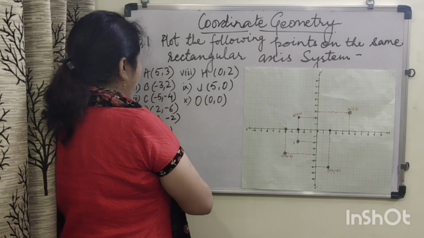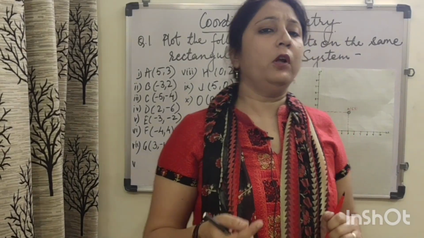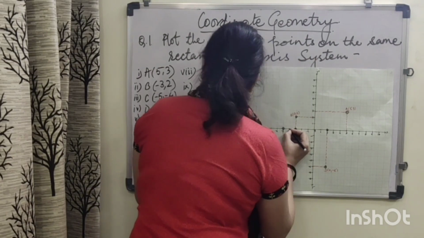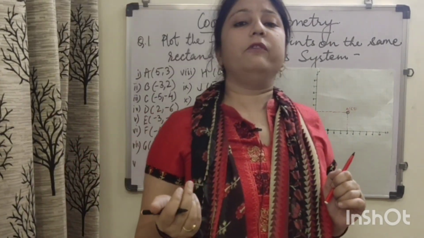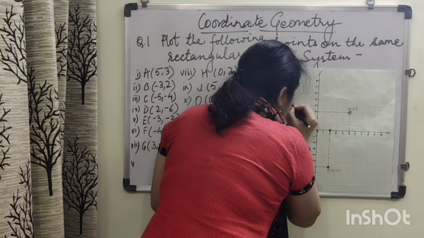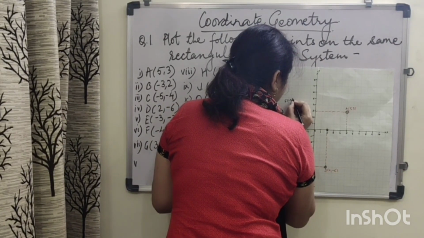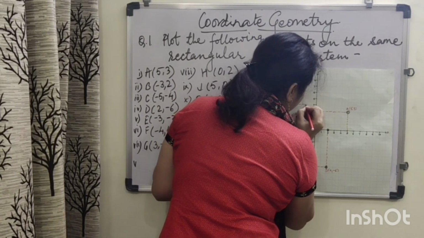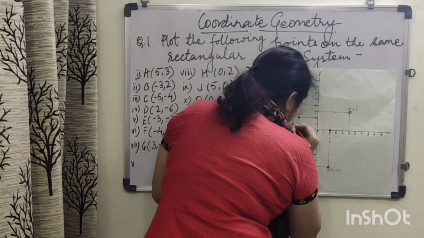Next point is (-4, 4). The x value is negative whereas y is positive. So first you go to -4, that is over here. From here only you go vertically up because 4 is the value of y which is positive. So from -4 you come right in front of 4, that is point F, (-4, 4), and from here only you drop a perpendicular on the y-axis as well as on the x-axis.